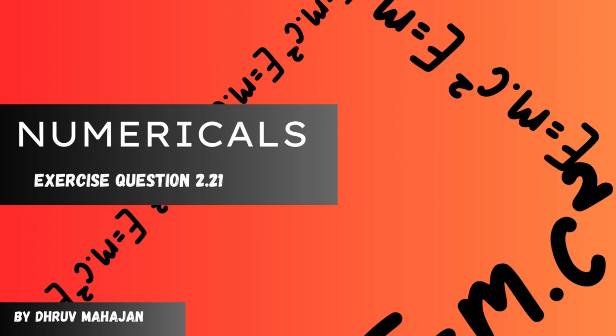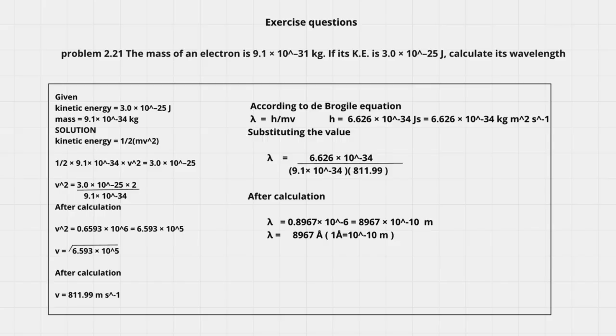In this lecture, we will spend our brain doing some numericals, so join us whether you are a student or a curious mind. Exercise questions. Problem 2.21. The mass of an electron is 9.1 × 10^-31 kilograms. If its KE is 3.0 × 10^-25 J, calculate its wavelength.